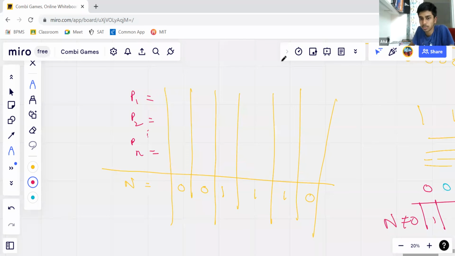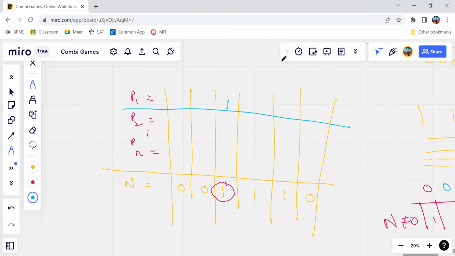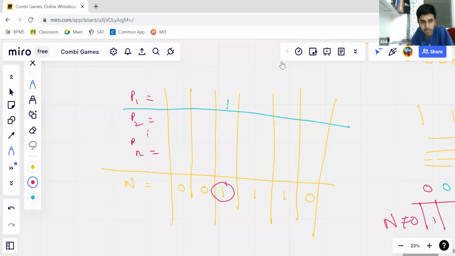So consider the leftmost digit of the nim sum that is not 0. In this case, it's this digit, right? And because we assumed n is non-zero, there is such a digit. Because this is 1, there are an odd number of ones in this sum, so there is at least one 1 somewhere here. Without loss of generality, I'm assuming that P1 contains this 1. I can do this by just rearranging the order of piles. That doesn't really matter.